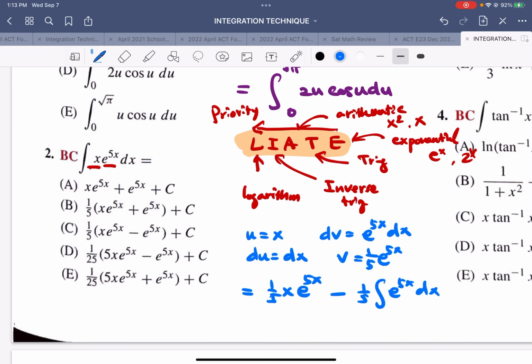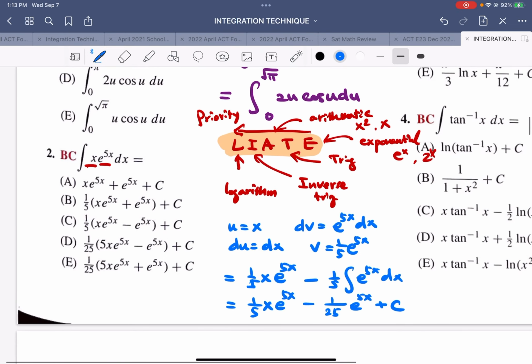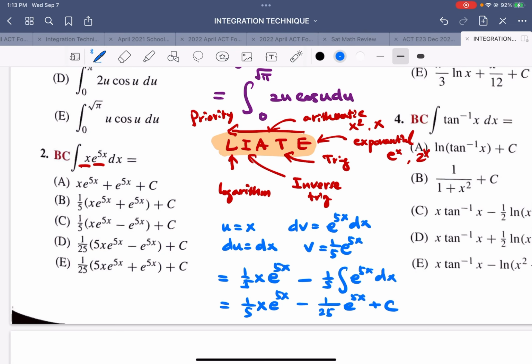So for that portion, you can do one more step. Minus, if you consider the chain rule one more time, it'll be 1/5 times 1/5, 1/25, e to the 5x plus c. And which one is that? When you factor out 1/25, then it should be D.